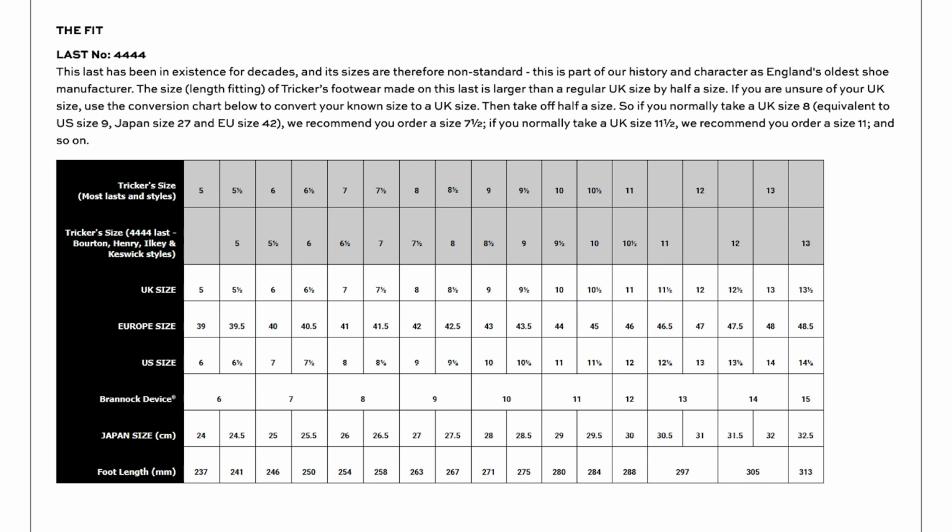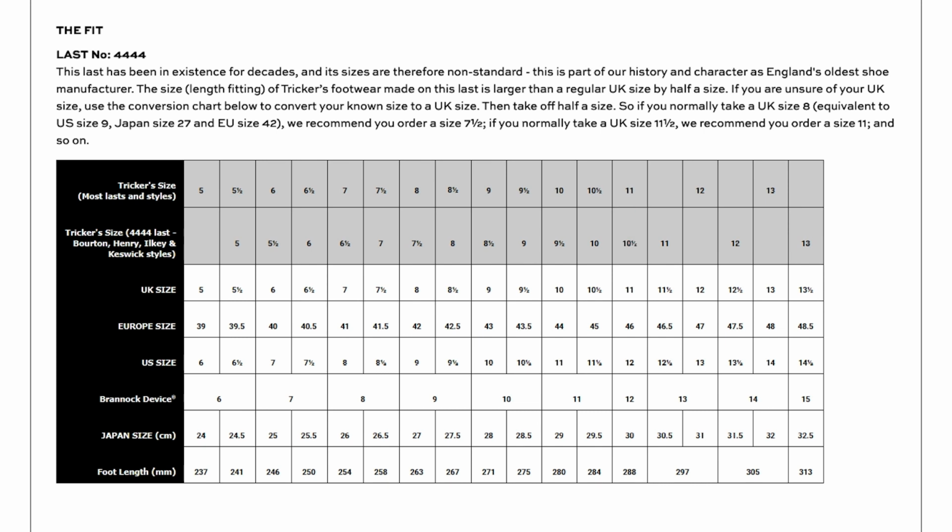Assuming that Martin knows his US size is 12, he traces along the fifth row until he finds size 12, then up to the second row, because it's a 4444 last, to find that his Tricker size is 10.5. So Martin would order his Bourton Country shoe in a Tricker size 10.5.